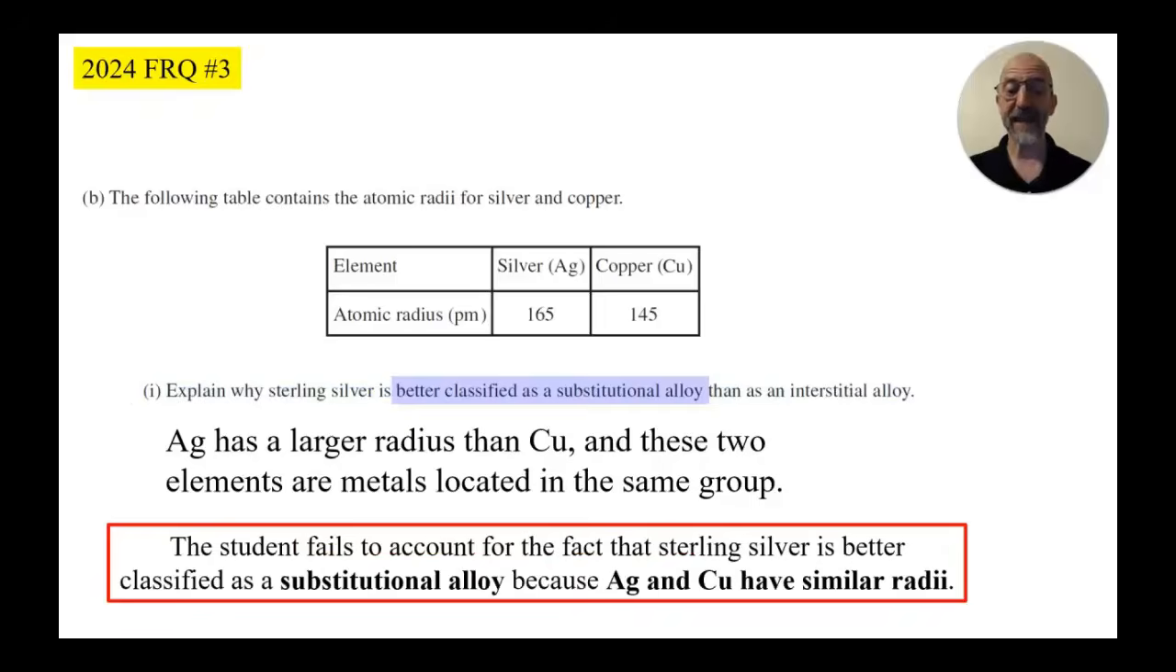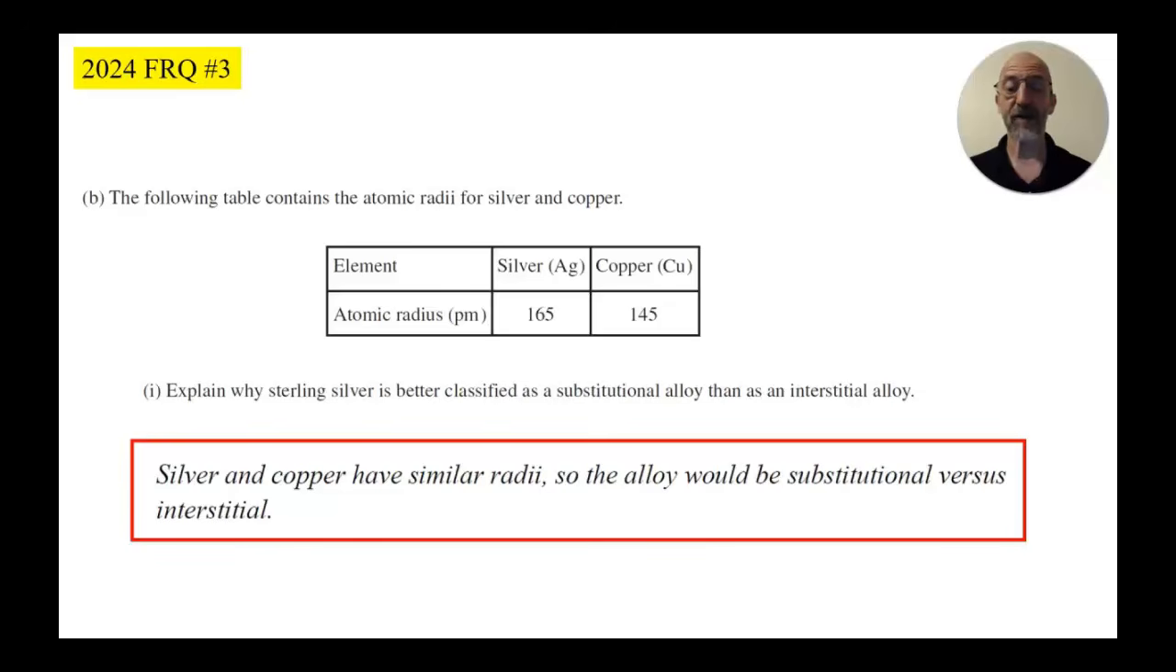So the mistake in this case is that the student fails to account for the fact that sterling silver is better classified as a substitutional alloy. You have to talk about the fact that silver and copper have similar radii. Now you might say, but isn't 165 different than 145? Again, they told you it is better classified as a substitutional alloy. So you're not making that choice. You're simply showing the AP readers that you understand what a substitutional alloy is. So the official answer is the following. Silver and copper have similar radii. So the alloy would be substitutional versus interstitial.